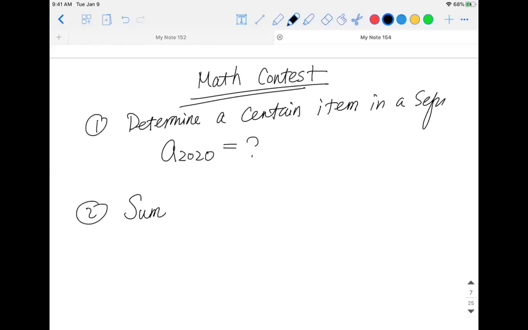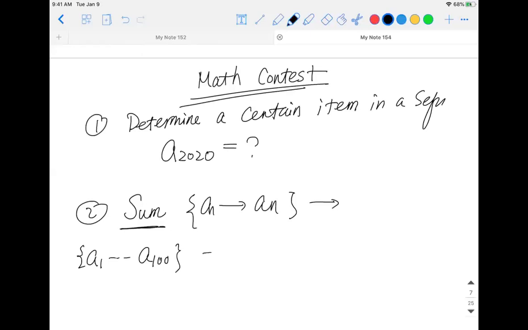Maybe they're not really asking you for the whole sum, A1 all the way to AN. This is one way. On the contrary, some math competitions can ask you for the sum of a specific block. I'll give you an example. Let's say A1 all the way to, I don't know, 800. Let's say the question asks you to calculate A1 plus A2 all the way to A5.